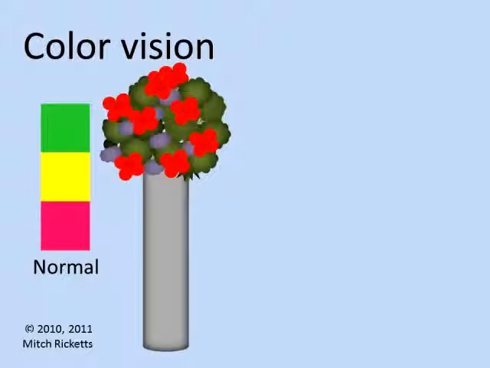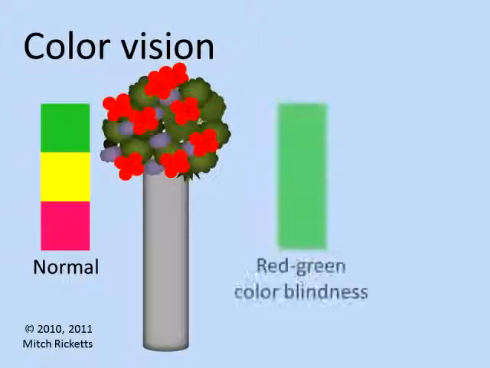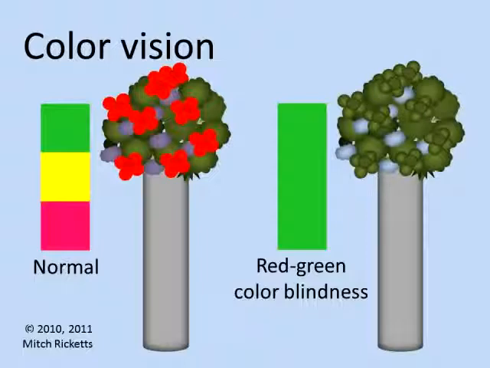Color blindness occurs when there is a deficiency in one or more types of cones. One form of deficiency is known as red-green color blindness. A person with this defect would see a solid green bar. In the vase, the person would see green foliage and flowers that are green and pale blue.